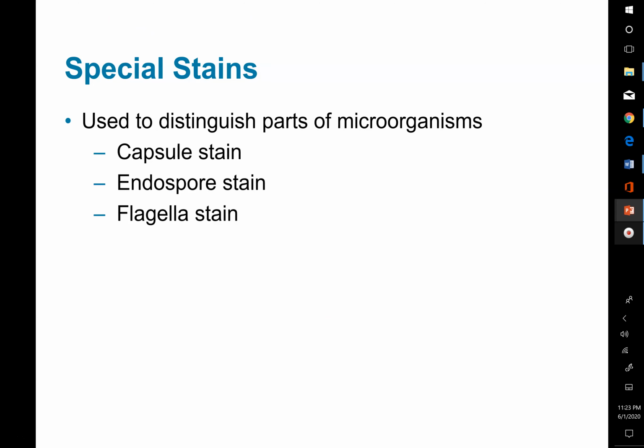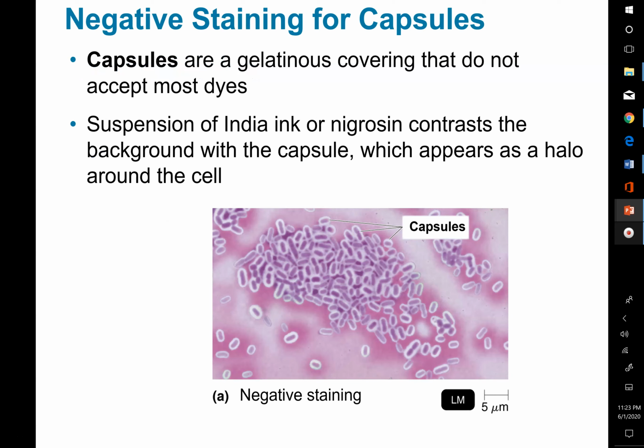So special stains, you have capsule stain, endospore stain, flagella stain. So capsules, they are produced by some bacteria, and they are an extra coating outside of the bacterial cell wall. But they're made of polysaccharides usually, and they're non-ionic, meaning that they do not take up stain. And so how would you then stain a capsule? You can't. It doesn't take up stain.